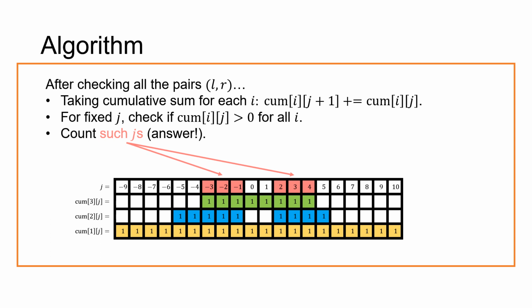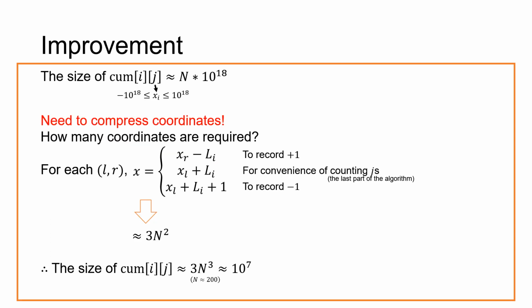This is the outline of the algorithm. However, we can't pass it with this algorithm. Why? The size of cnt[i][j] may be enormous because the index j represents the x coordinate, and it might be so large. So the last thing we must do is to compress coordinates.